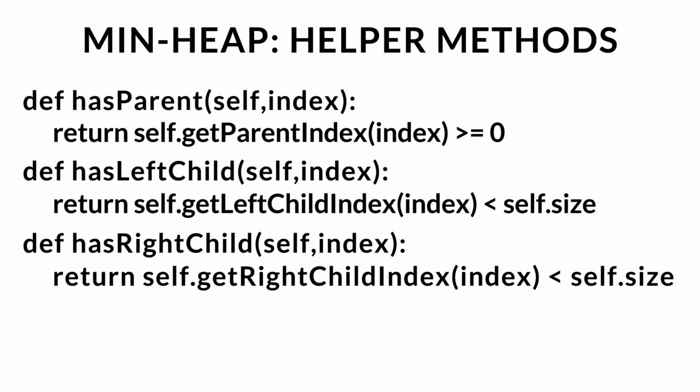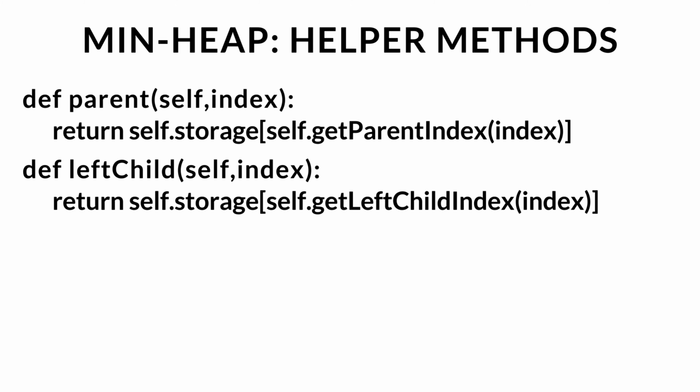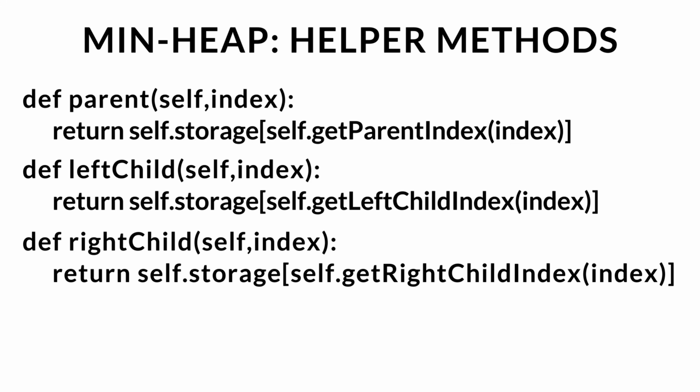We'll return whether or not the right child index is less than the size. If it is, that means this node has a right child. Moving on, we'll have helper methods to get the actual data from the parent, left child, and right child, and these methods are pretty self-explanatory.